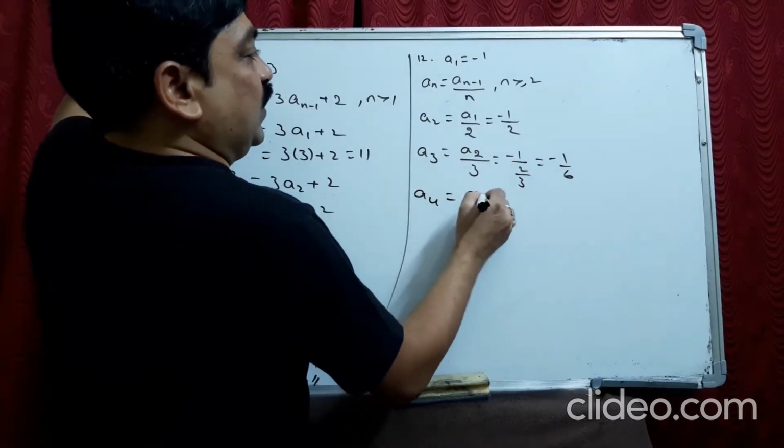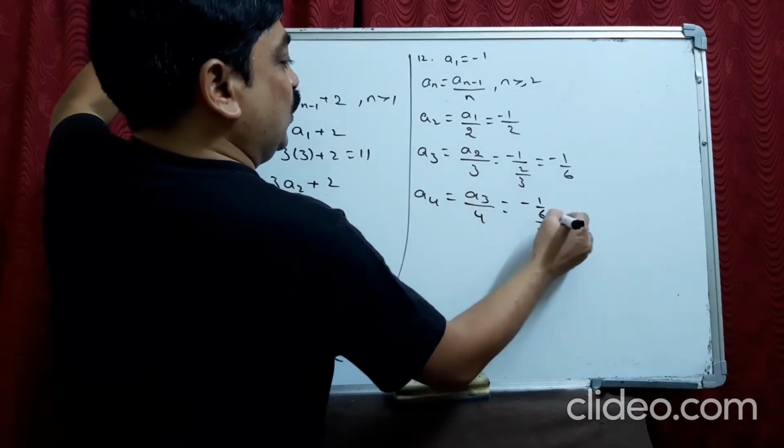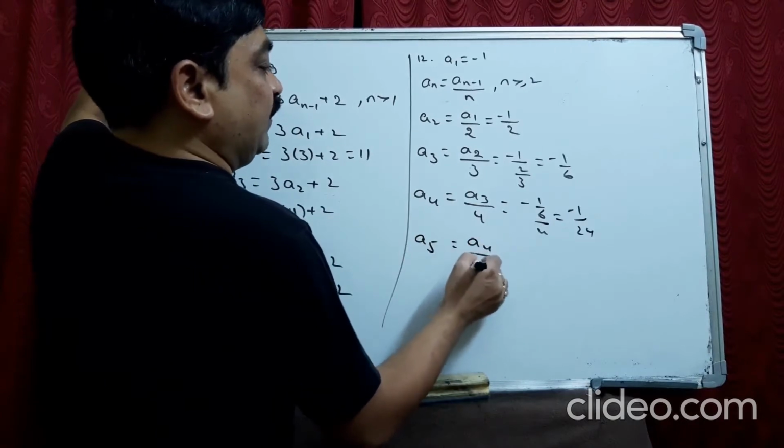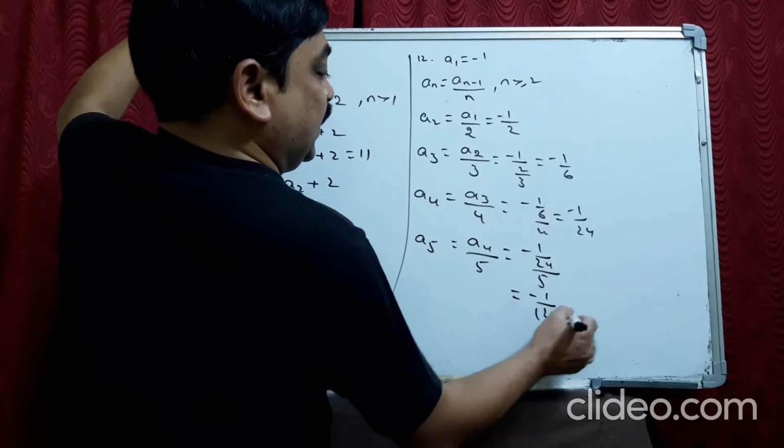a4 is a3 by 4. So minus 1 by 6 by 4, minus 1 by 24. a5 is a4 by 5, minus 1 by 24 by 5. It becomes minus 1 by 120.